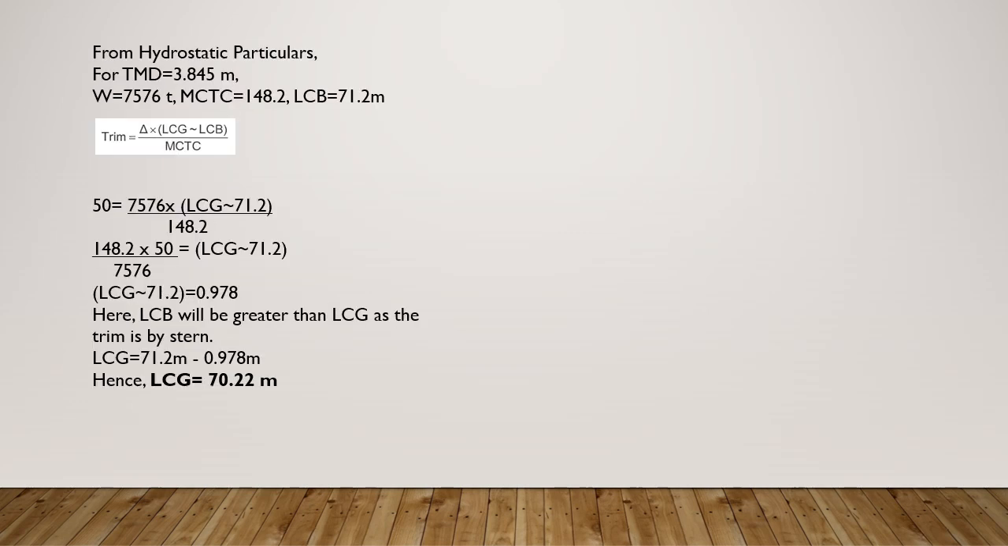So from the hydrostatic particulars, for the TMD obtained, 3.845 meter, we need to check, interpolate and find out displacement, MCTC and LCB. So displacement from the hydrostatic particulars is 7576 tons, MCTC is 148.2 and LCB is 71.2. And the formula for trim we will get from the formula sheet, that is trim is equal to displacement into LCG difference LCB divided by MCTC.